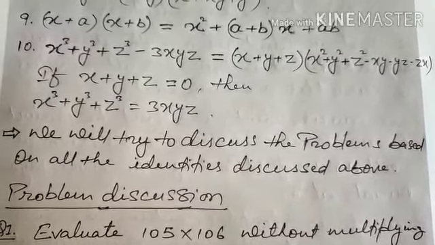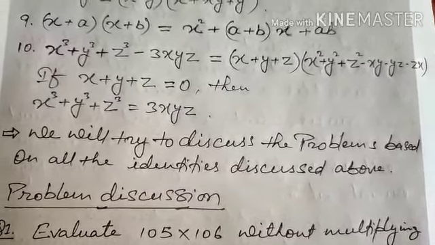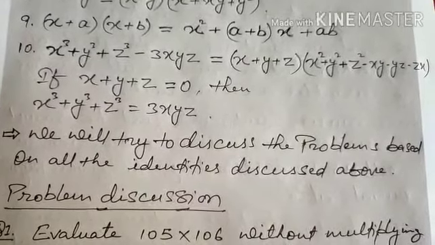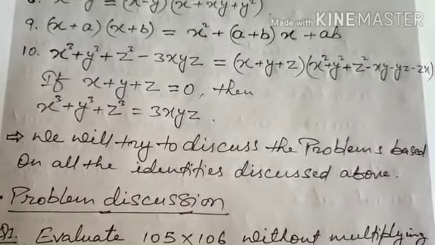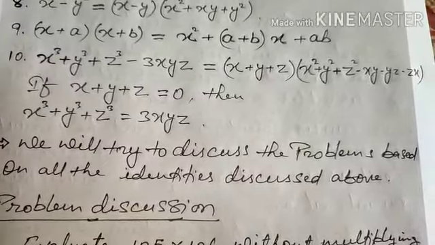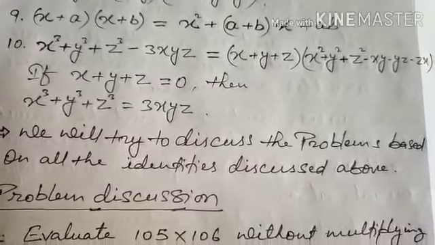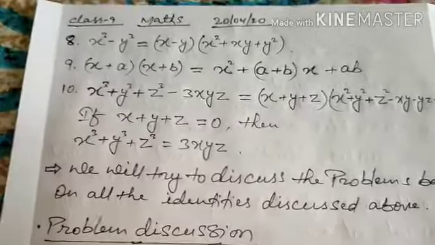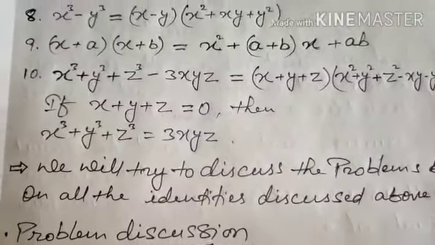You just remember the formula for (x plus y plus z) whole square. So that is x square plus y square plus z square plus 2xy plus 2yz plus 2zx. So here it is minus xy minus yz minus zx. And you just have to remember that in front you have to put x plus y plus z. I hope the things must be clear with you.